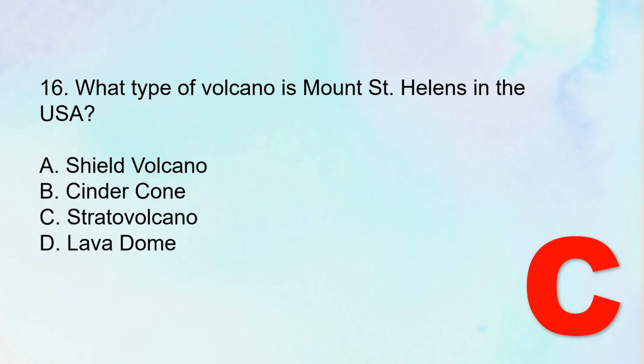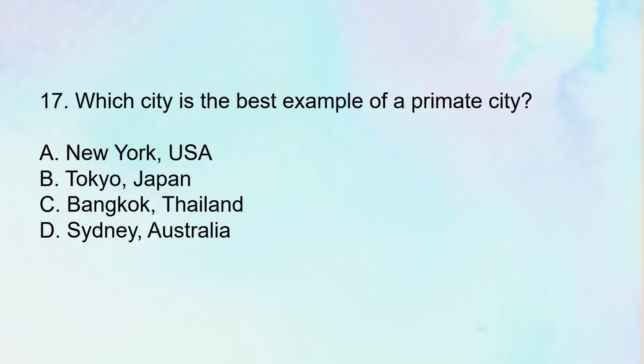For letter A, shield volcanoes have gentle eruptions. Cinder cones are small single event eruptions. And lava domes form from slow lava flows, but St. Helens had an explosive eruption. That's why it's called stratovolcano. Number 17. Which city is the best example of a primate city?